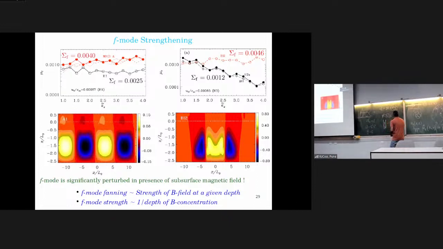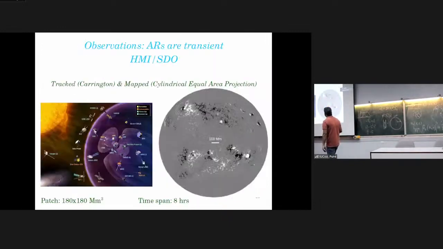700 megameter is the radius of the sun, and F mode is lying very close to the surface here. Its eigenfunction does not go much deeper than, say, a layer of 5 megameter. Okay, so the outer 5 megameter is the layer in which the F mode exists. So surface gravity, it's at the interface, and the interface is only here. And as you go much deeper, there is no sign of F mode. So when the magnetic field is close to the surface, we should be able to see some perturbation.